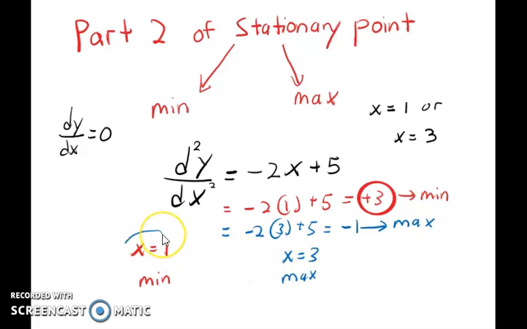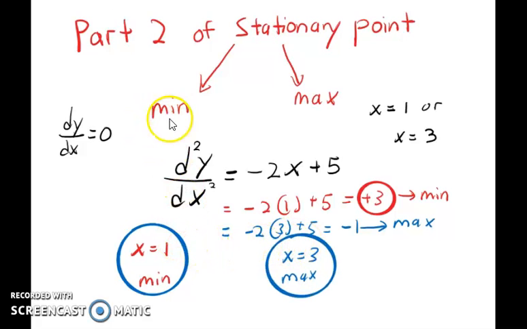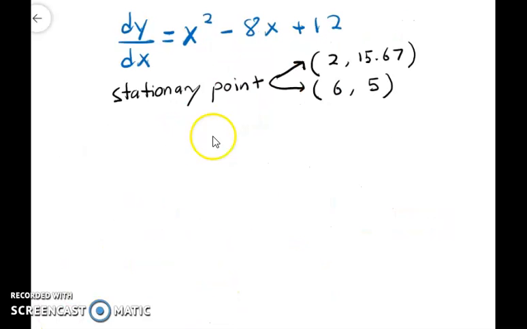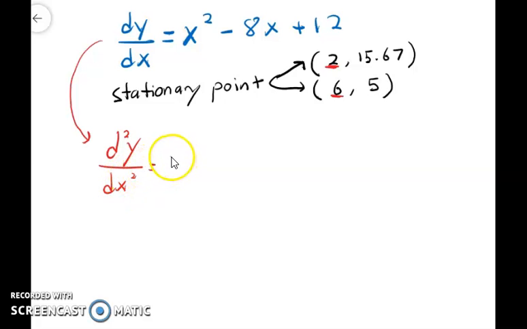Now I'm going to show you from the previous example how I'm going to do this minimum and also maximum stationary points. This is from the previous question. We already managed to get this dy/dx of this curve, and we have the stationary points. So we'll be focusing at x equals 2 and x equals 6. Here again we have to do another differentiation, and you'll be getting your answer there, 2x minus 8.